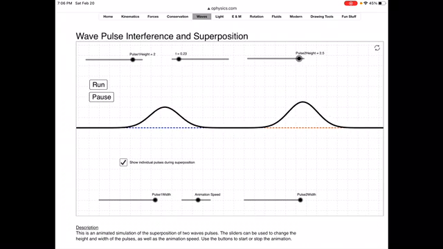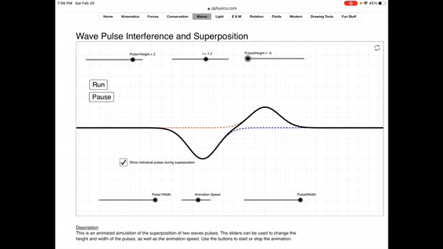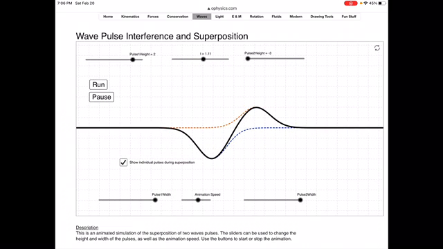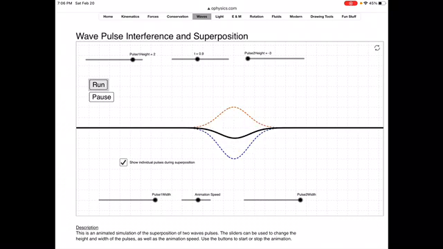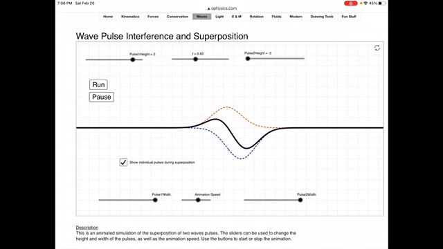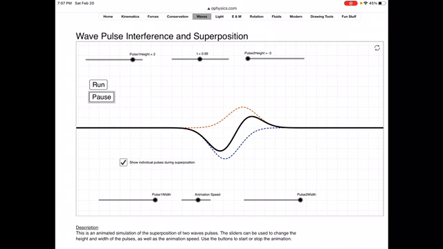Okay, let's see what happens when we make one negative. Let me see if I can hit it right in the middle here. So you can see how when these two waves are overlapping, just for an instant, they will cancel each other out.